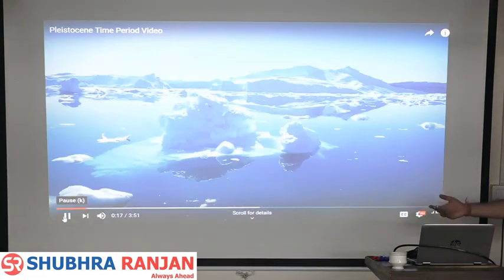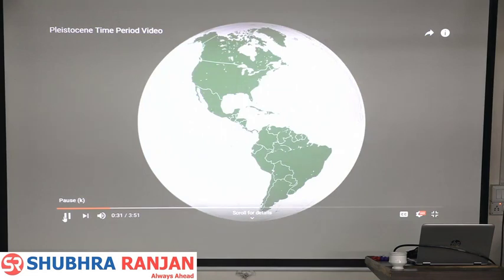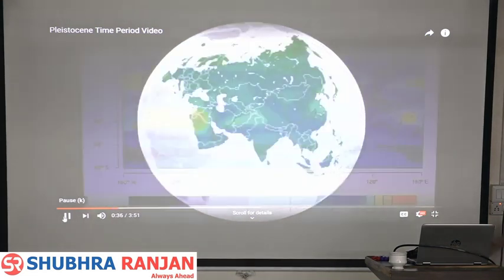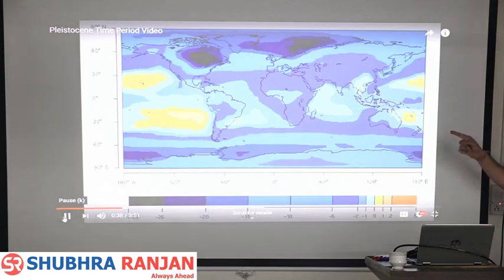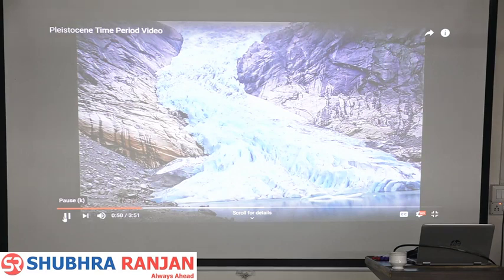11,000 years ago is very recent in geography. Even India is green in color. That means India was under the ice age. Getting it? This is what is glacier.